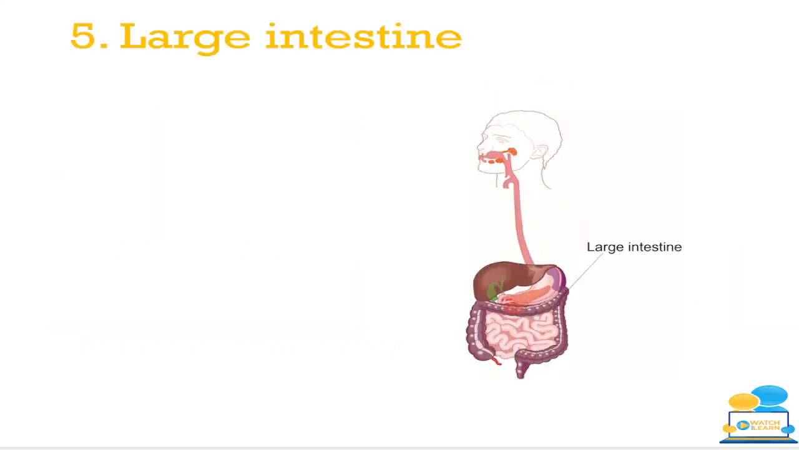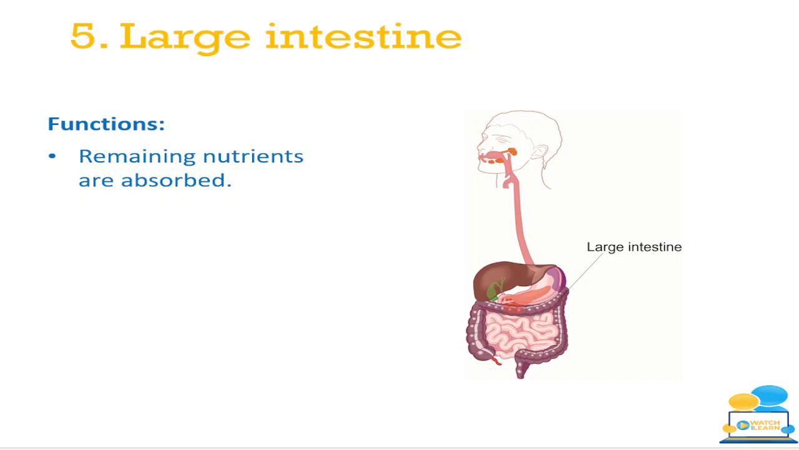So we've covered the mouth, the esophagus, the stomach, the small intestine, and now we're moving on to the large intestine. And again, it's to do with the diameter and not to do with the actual length of the organ. So the remaining nutrients here are absorbed. Whatever hasn't been absorbed in the small intestine then goes to the large intestine. So they're trying to minimize the amount of waste and make sure that nothing is wasted.